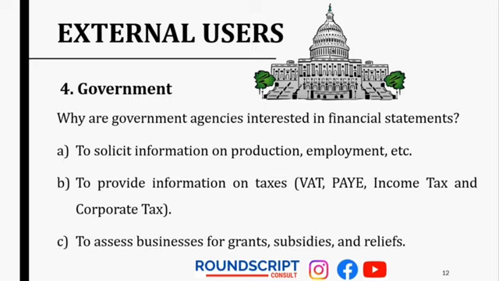Now, another reason why the government would require accounting information is to assess businesses for grants, subsidies, and reliefs. Before a business would gain any form of subsidy or grant from a government, the business would have to tender in their accounting information or financial statements for analysis, for the government to see if, yes, you meet all the requirements and so qualify for a particular relief.